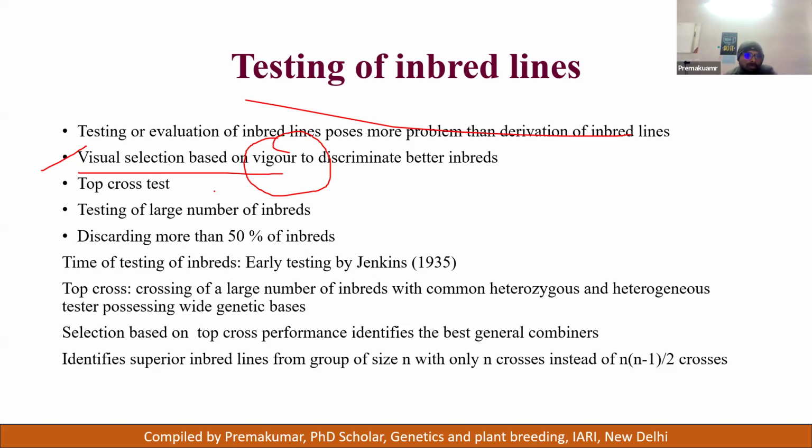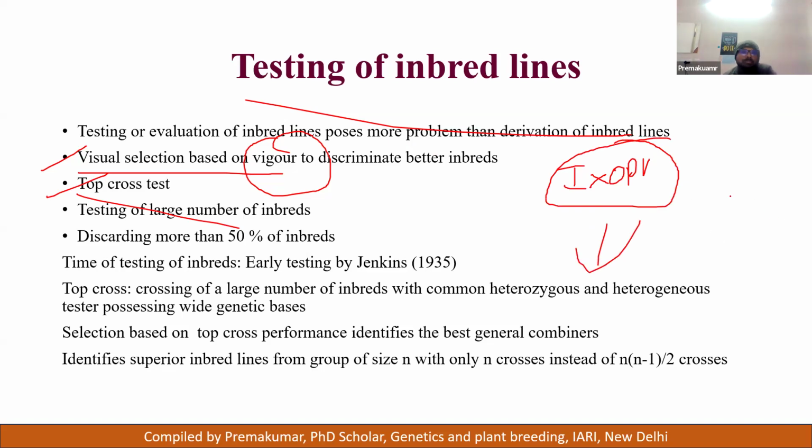Then you have to do top cross. What is top cross? Open pollinated variety into inbred line cross. Inbred into OPV. You cross your inbreds with the OPV, then you generate progenies, then you select which inbreds have very good combining ability; they will definitely perform well. Those which are not performing well, you reject. You can discard up to 50% of inbreds based on your top cross results.